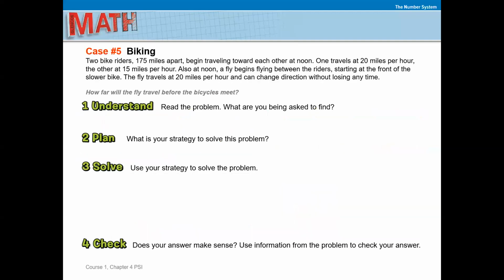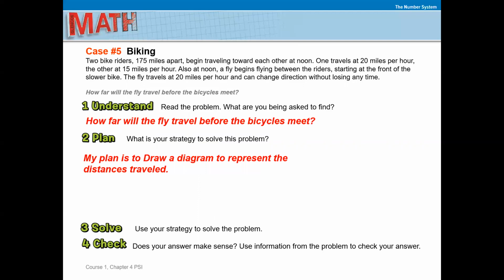Case number 5, biking. 2 bike riders, 175 miles apart, begin traveling toward each other at noon. One travels at 20 miles per hour, the other at 15 miles an hour. Also at noon, a fly begins flying between the riders. Starting at the front of the slower bike, the fly travels at 20 miles per hour and can change direction without losing any time. How far will the fly travel before the bicycles meet?